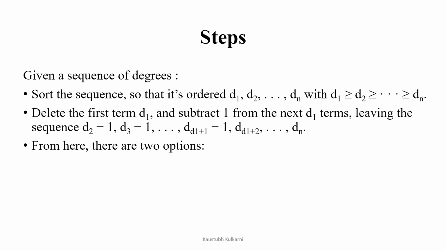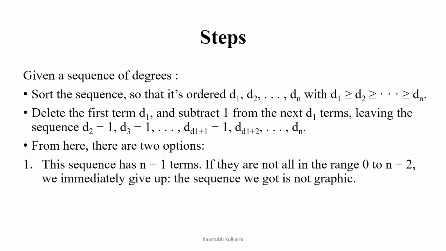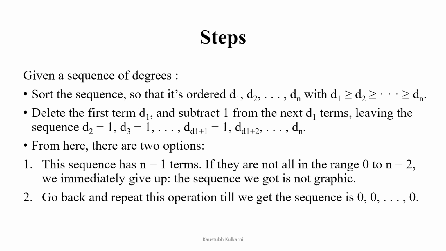Now from here there are two possibilities. First, the sequence has n minus 1 terms. If they are not all in the range 0 to n minus 2, we immediately give up. The sequence is not graphic. That is, we check the basic necessary conditions we checked before, such as that all the vertices cannot have distinct degrees. The second option is to go back and repeat this operation, and you stop when you get a sequence of all zeros. This will be much simpler to understand with an example.